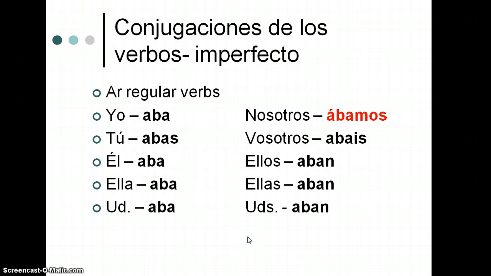Let's talk about conjugaciones. Let's talk about our conjugations in the imperfect and review those. Okay, AR regular verbs. For AR regular verbs, remember that we take off the AR ending and we add aba, abas, aba, ábamos. Notice that I put that one in red because there's the accent on the A. It's not abamos, it's ábamos, abais, and aban.